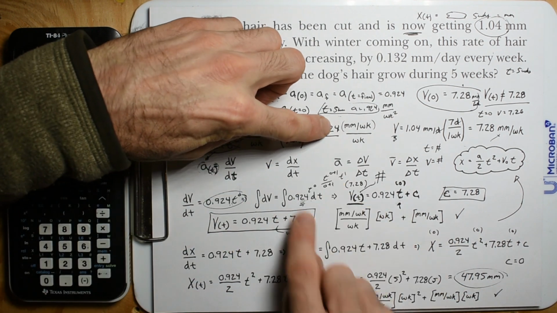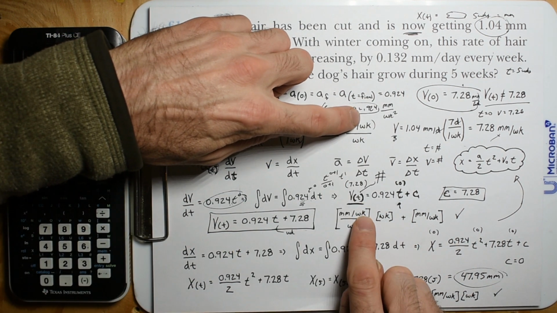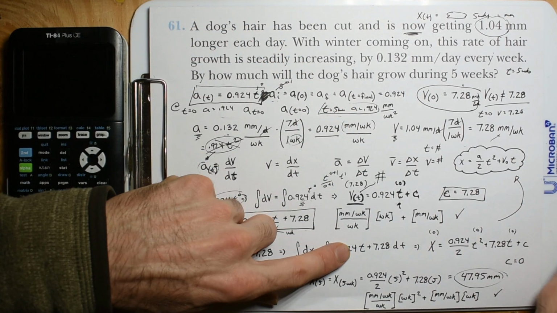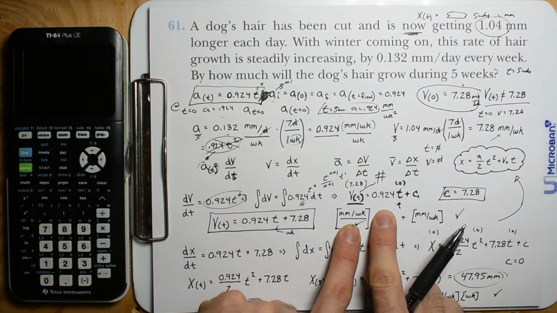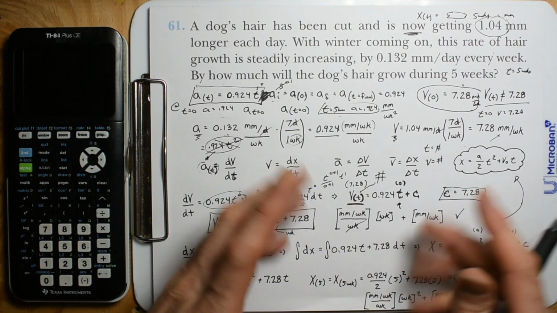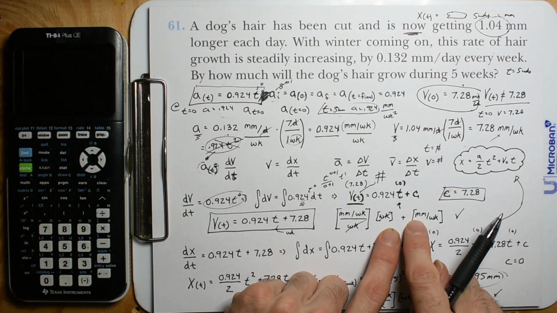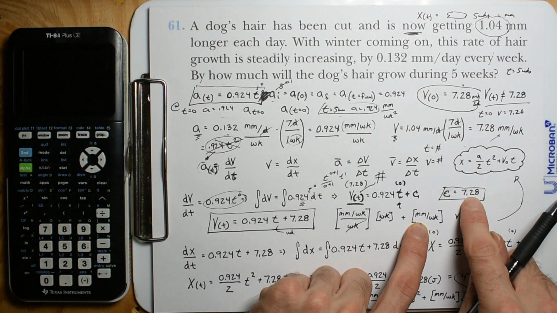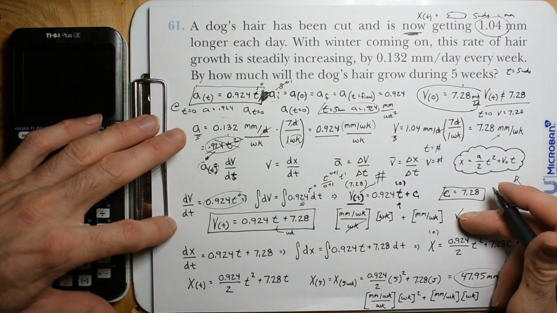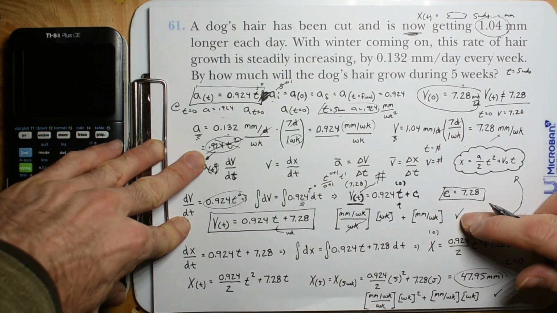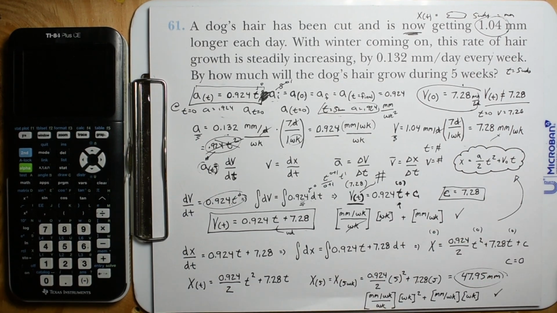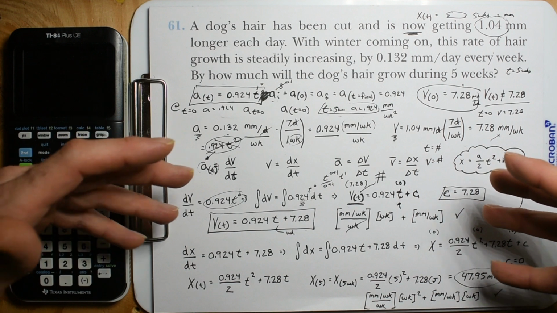So this 0.924 was millimeters per week per week. Cool. And then we're multiplying by time in weeks. So let's cross that out. And this value right here is millimeters per week. That's going to be our velocity. Okay, I'm satisfied. And over here, we have this constant of 7.28. That also is in millimeters per week. So we have a check on reality for our units. All right, booyah. So now we do the integration process again.